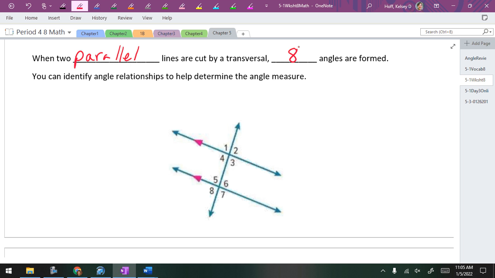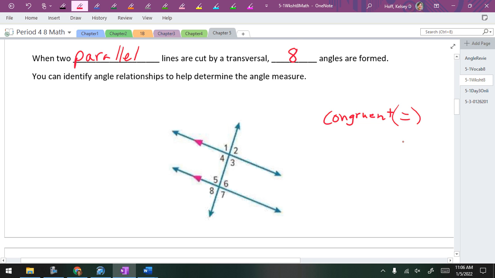Remember, alternate interior, alternate exterior, corresponding, and vertical are always equal. Sometimes you'll see the word congruent. Congruent, sorry, I'll get out of your way, means equal. They're the same degree measure. Supplementary angles add to equal 180. Okay?